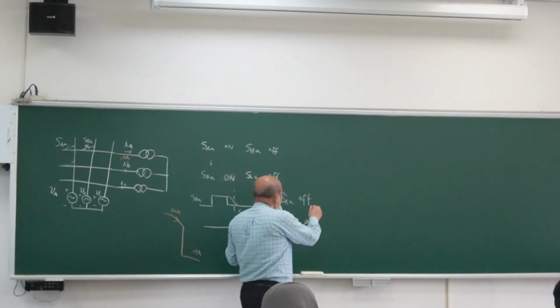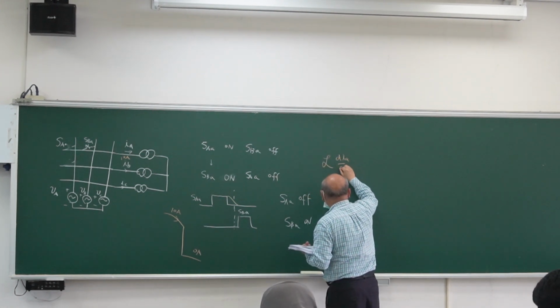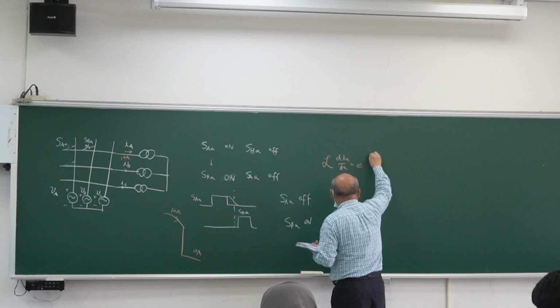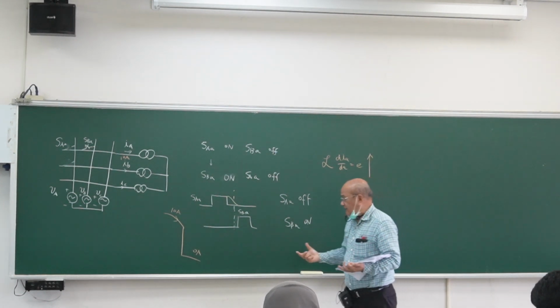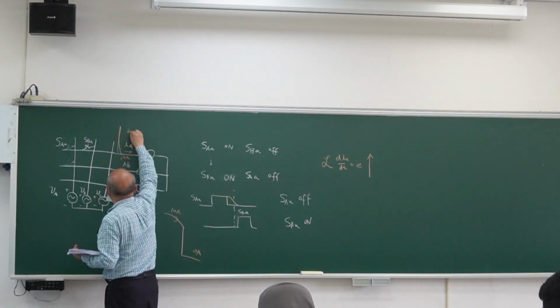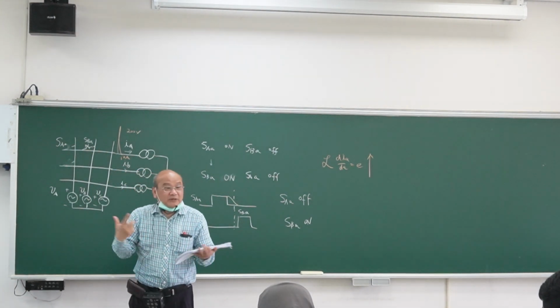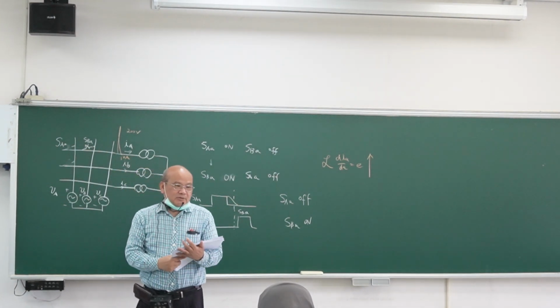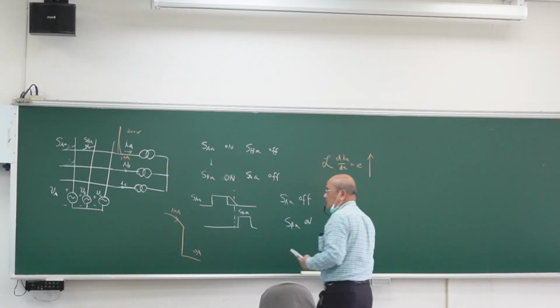Then you create L di/dt. Then you create a lot of spike. After this spike, maybe 200 volt, then you damage these two switches immediately, right? So what can you do? Anybody has any idea?